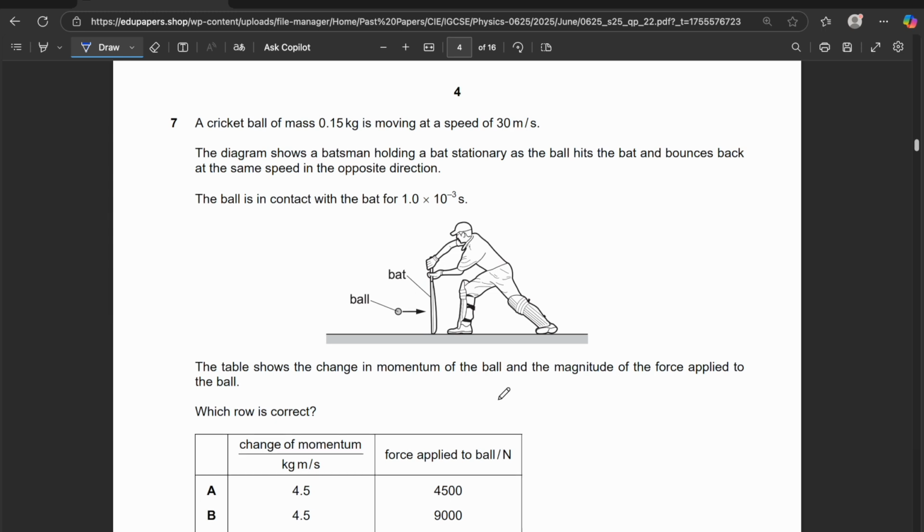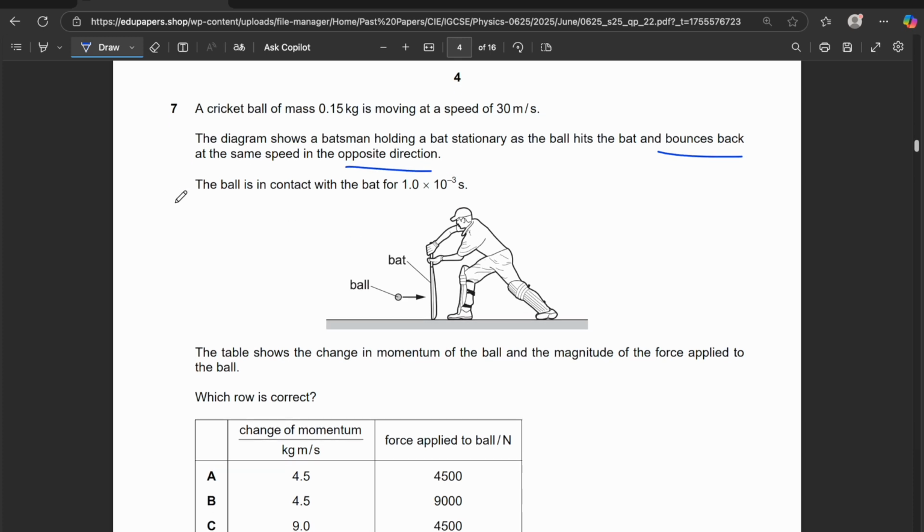7. A cricket ball of mass 0.15 kilograms is moving at a speed of 30 meters per second. The diagram shows a batsman holding a bat stationary as the ball hits the bat and bounces back at the same speed in the opposite direction. The ball is in contact with the bat for 1 × 10^-3 seconds. The table shows the change in momentum of the ball and magnitude of the force applied to the ball. So which row is correct?